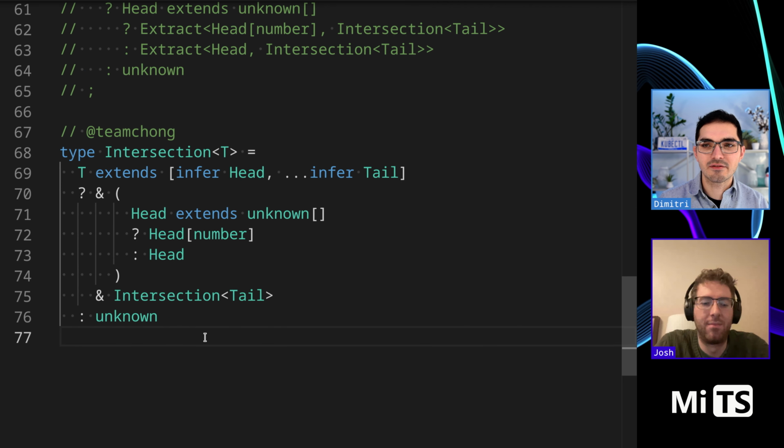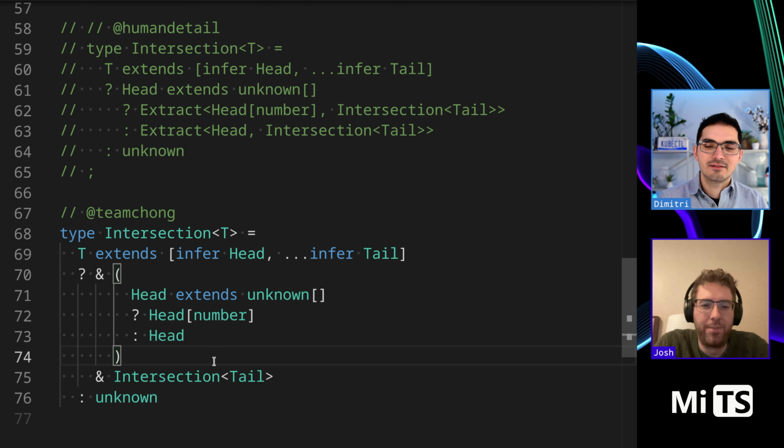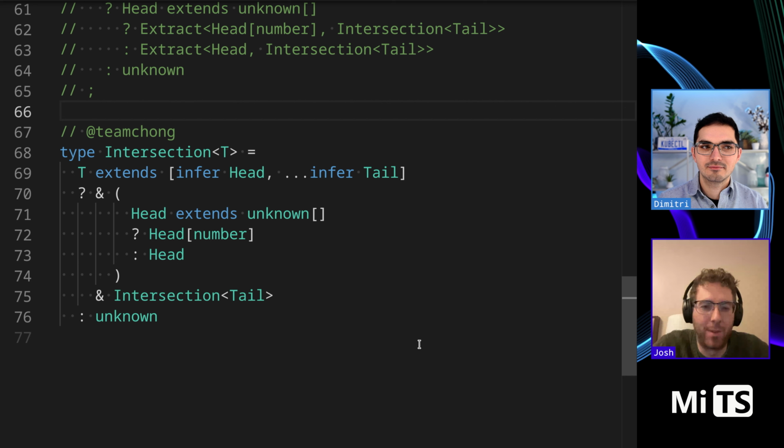There's this one. It's very, very similar. What do you think about this? Do you think this doesn't use extract? Ooh. Do you like this better? I do like this better. Yeah. This is, I think, closer in my mind to what I was thinking of.